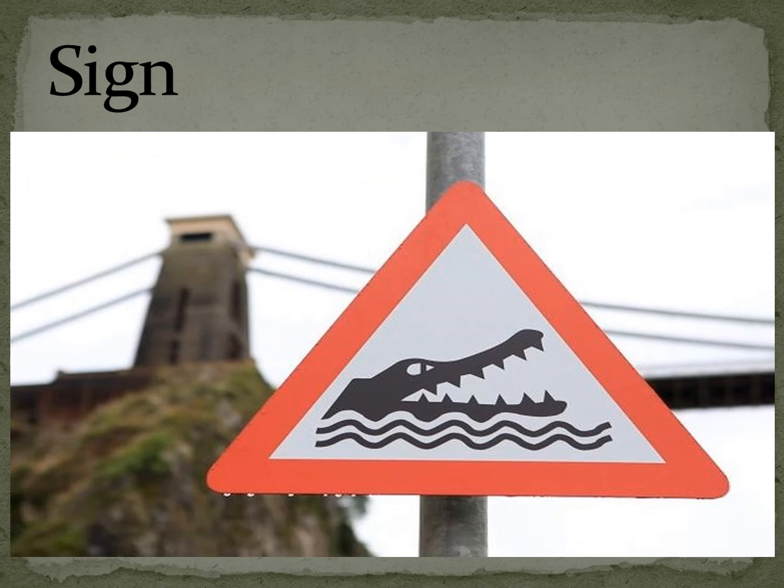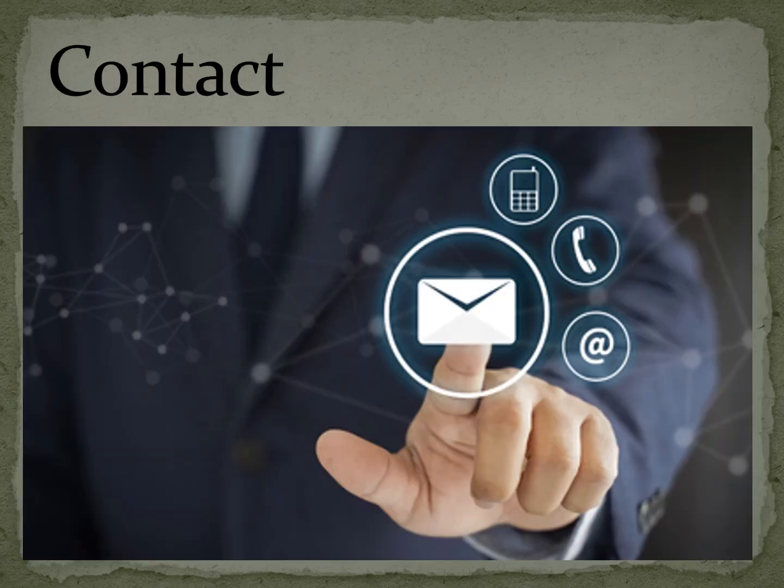Sign. Sign is a noun which means a mark that always has a particular meaning. For example, this sign has a particular meaning, which is probably that crocodiles swim in this area. Sign. Contact. Contact is a verb which means to communicate with. Contact via mail, contact via phone, contact via WhatsApp. Contact, to communicate with.